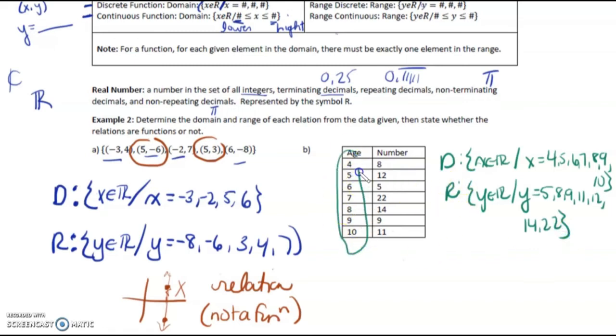Now, looking at the ages, which is the independent variable, none of them repeat, okay? Therefore, this is a function.